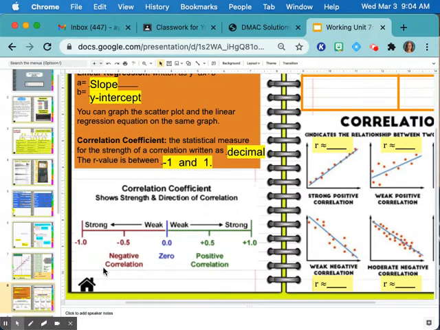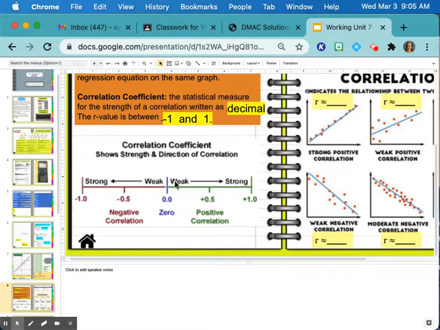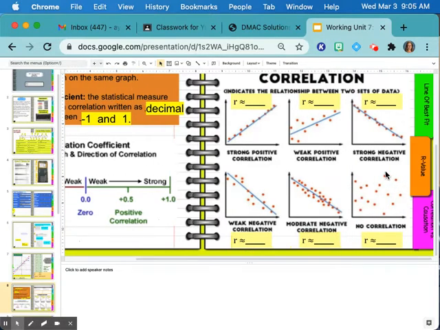So we need to look at this graph right here, this little number line. 0 means no correlation. If your R is 0, then it's going to look like a scatter plot like this. So let's go ahead and put a 0 in here.